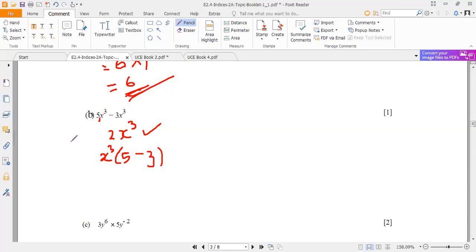So if you go ahead to work this out, you'll have x to the power 3 multiplied by 5 minus 3, which is 2. So finally, 2 times x to the power 3 is 2x to the power 3. And that is our answer.